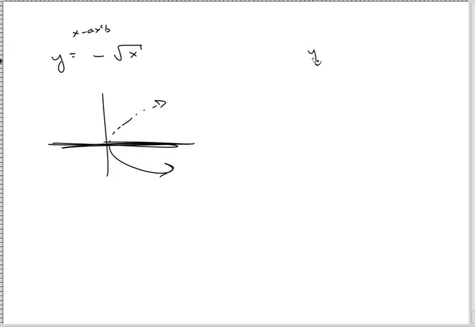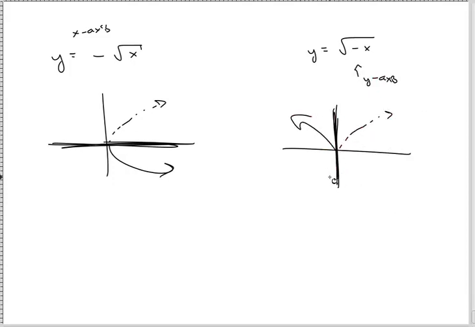I'm going to also do a square root of negative x. Notice that the negative's on the inside, which means it's going to be a y-axis reflection. My original square root looks something like that. Y-axis, now it looks like this guy. And again, I'm just trying to make it look good, but this is really hard for me to draw on this side.